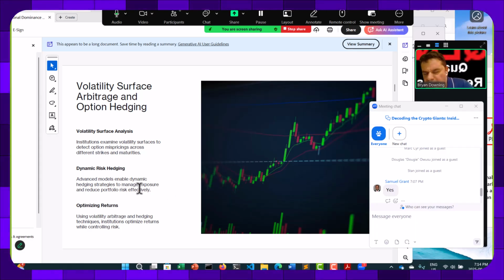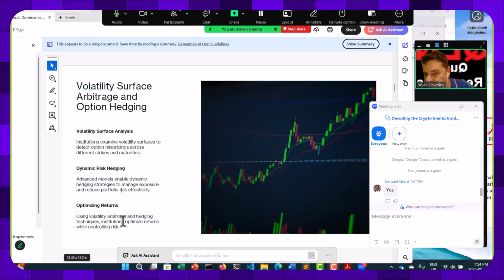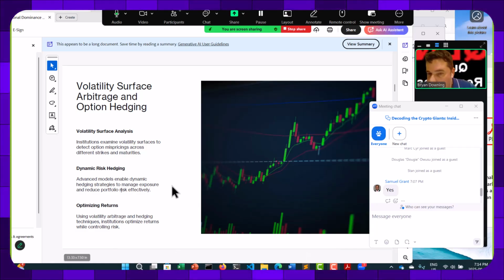Just so you know, they also use dynamic risk hedging as well. Like I said, I can only go so deep. I'd be here for like 3 hours trying to explain all this. Obviously, what they're trying to do is optimize the returns on all these different opportunities, and usually it's driven by a combination of volatility, arbitrage, and hedging techniques. I've got a whole full detailed course on that if anyone's ever interested.